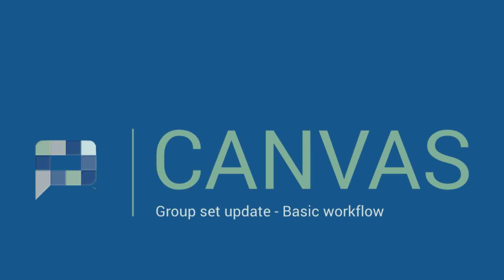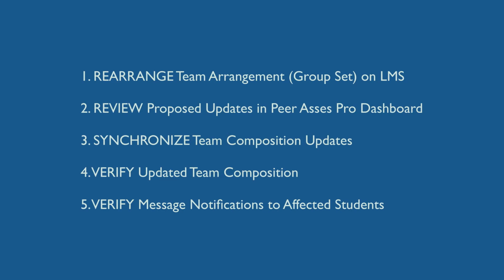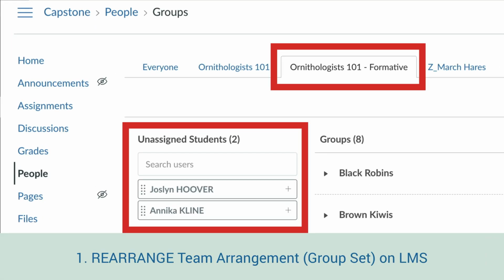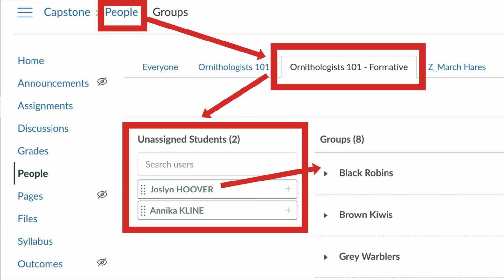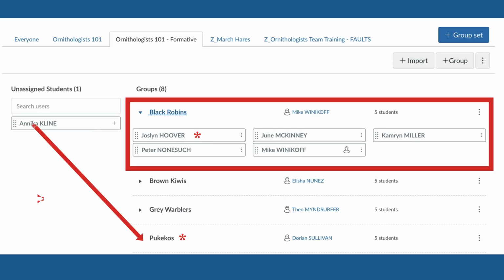We've explained how to update the group arrangement in a running Peer Assess Pro activity on the Canvas LMS. First of all, we find the group set that was used to launch the peer assessment. Secondly, we find the unallocated students and move them into the teams on the LMS.